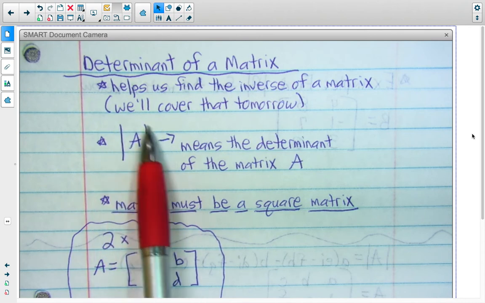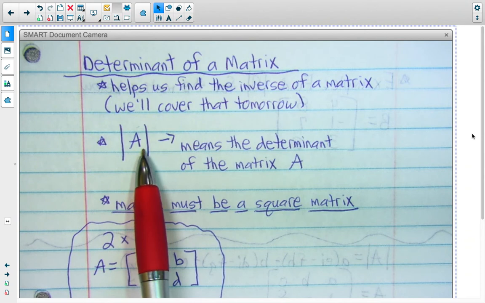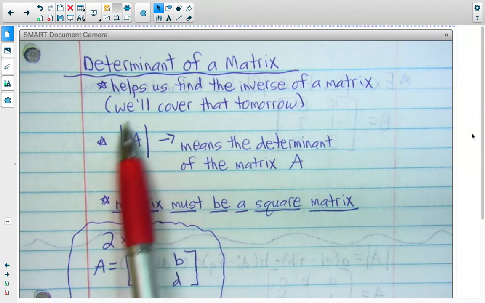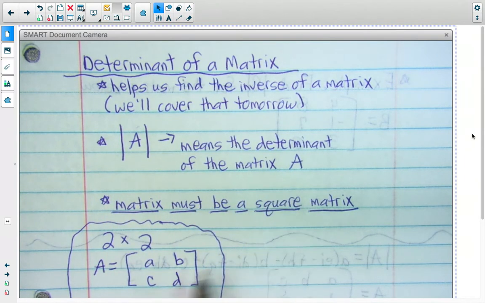So this symbol means we want to find the determinant of a matrix, and it could be matrix A, matrix B, matrix C, whatever the case may be. This symbol means that we want to find the determinant of the matrix. You only can find determinants if the matrix is a square matrix. So the matrix must be a square matrix.